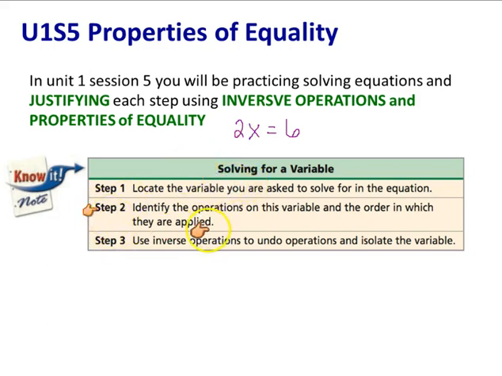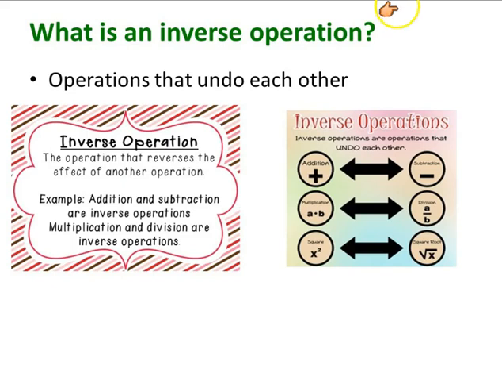Step 2 is we want to identify the operations on the variable and the order in which they are applied. So really, we want to work on how we can get the variable all alone on one side of the equation, because that's how we solve for it. And in order to get the variable all alone on one side of the equation, we're going to use inverse operations to undo operations and isolate the variable. So what does that all mean? Let's move on to the next slide.